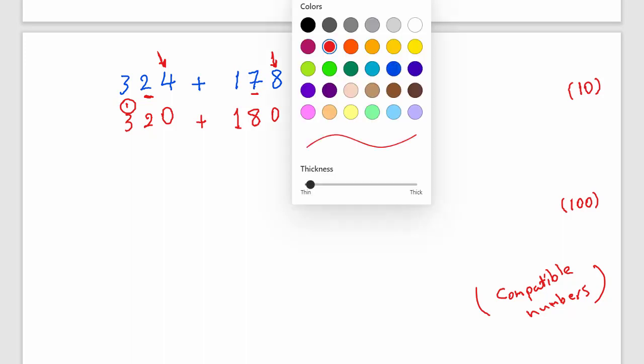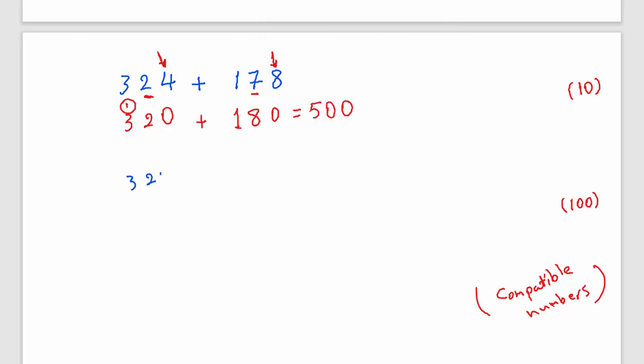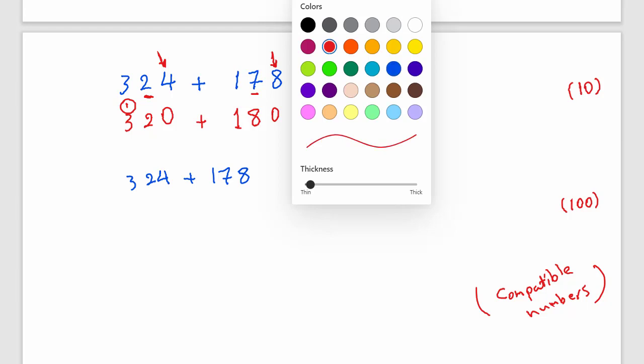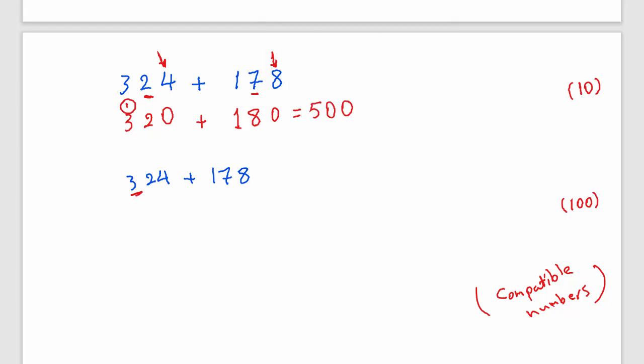Okay, if we try to do this again, but this time we round to nearest 100. The nearest 100 to the first number is 300, because 2 is not a strong digit. The second number, 1 is the hundreds, and the 7 is strong, so it will be 200. And the estimate will be 500.